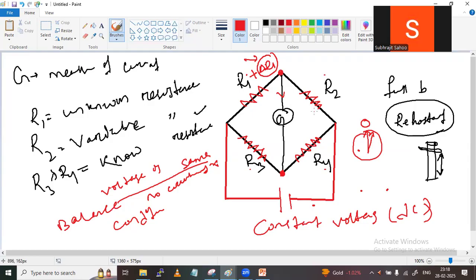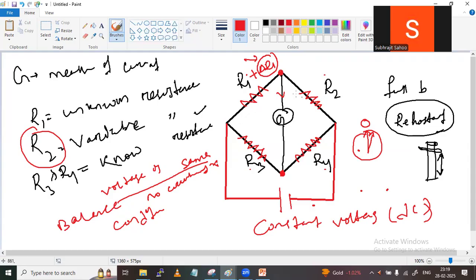Then what will I do? Again I will try to make the total circuit balanced. How, sir? How will I make the total circuit balanced? Because I have a variable resistance, right? I have inserted a variable resistance knowingly, where I can vary the resistance, increase or decrease it.